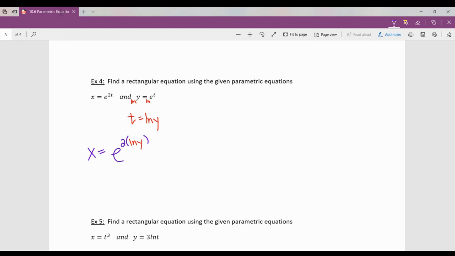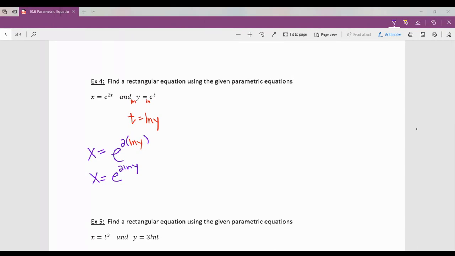Now we want to simplify. We can't simplify this yet because the e and the ln are not right next to each other. Right now we have e to the 2 ln y. The e and the ln are not right next to each other, so we can't simplify it, but yeah, we can. We can simplify this further.